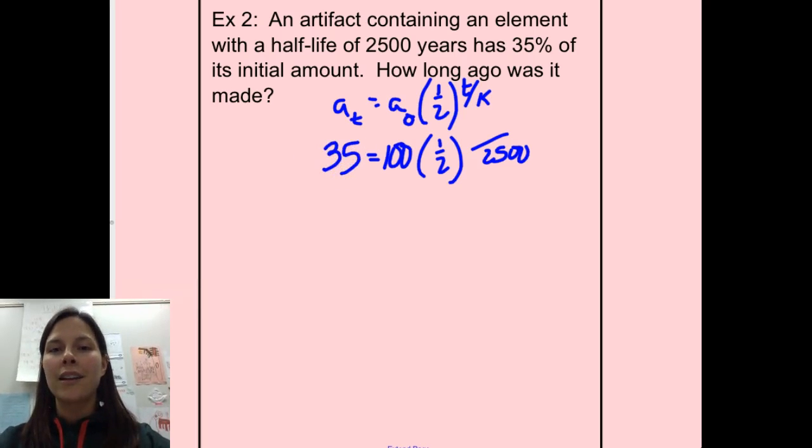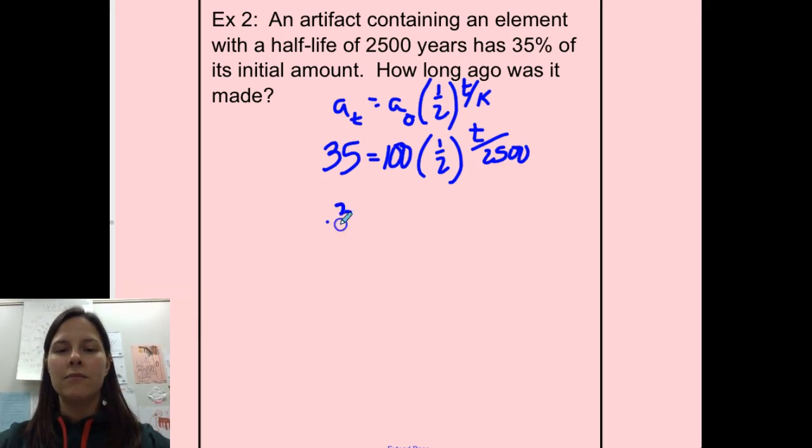You can choose any initial amount you want and calculate 35%. It's sure a lot easier to start with 100, however. And our variable is T. How long ago was it made? That's what we're looking for. Our first step in solving when the variable is in the exponent is to isolate the power. We have 100 times, so we're going to divide both sides by 100.